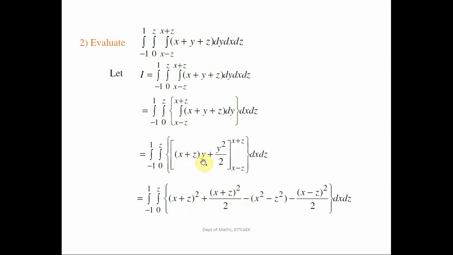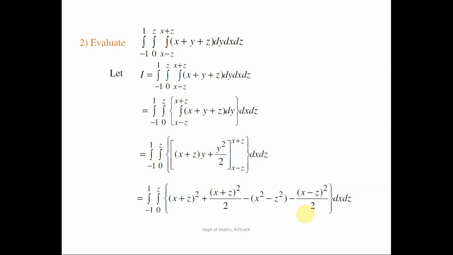So (x plus z) into y is to be replaced by x minus z. So (x plus z) into (x minus z), that product will become x square minus z square, and then minus again put the limiting value in this second term. So y is to be replaced by lower limit x minus z, so (x minus z) square upon 2. This is the problem of double integration now. So if we simplify it further, this (x plus z) square plus (x plus z) bracket square upon 2 will become 3 by 2 (x plus z) bracket square, this term minus (x square plus z square), the last term will remain as it is.